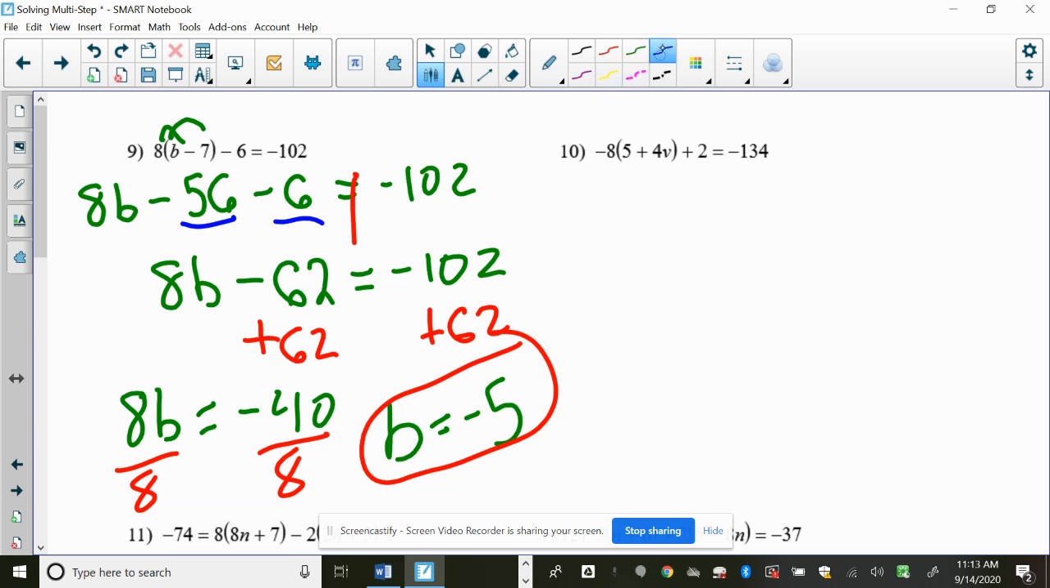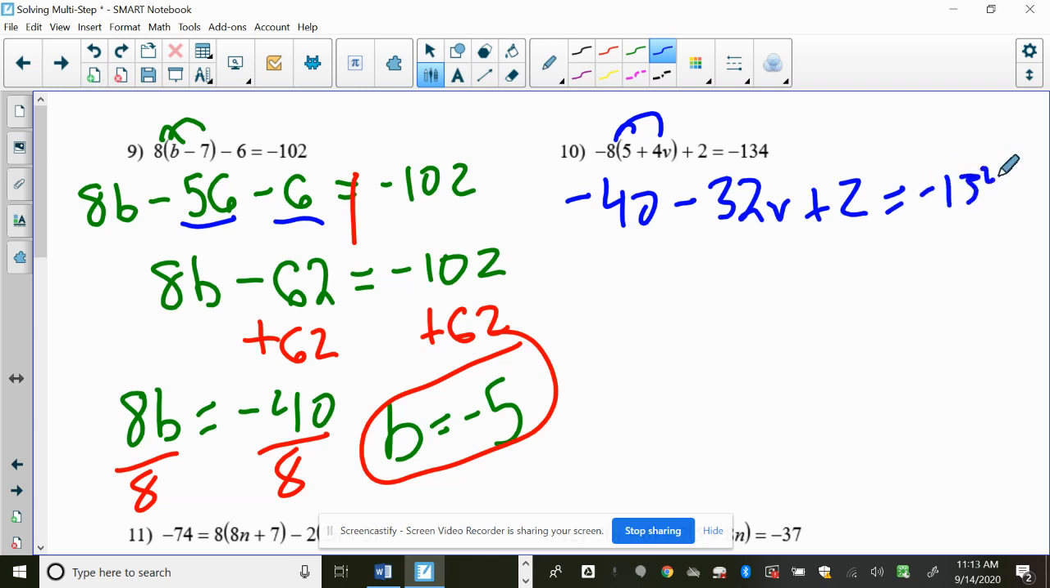We'll start by distributing this negative 8 to both. Notice the negative 8 does not get multiplied to the 2 because that's not part of the parentheses. Okay, so negative 8 times 5, negative 40. Negative 8 times positive 4v, that'd be minus 32v. And we rewrite the rest. Plus 2 equals negative 134.